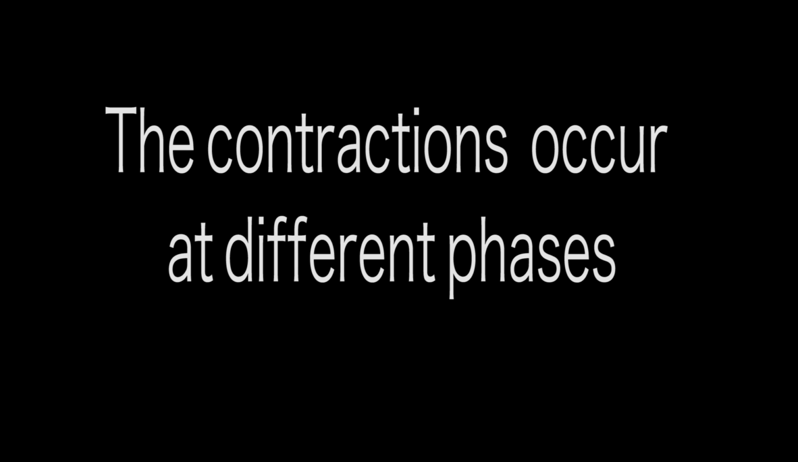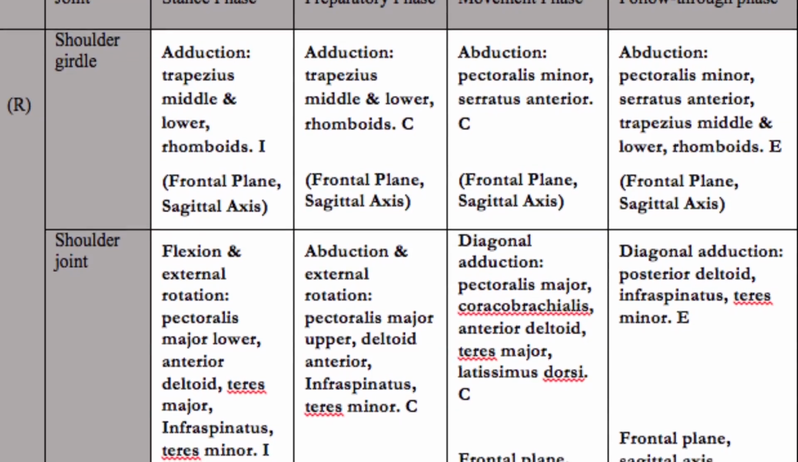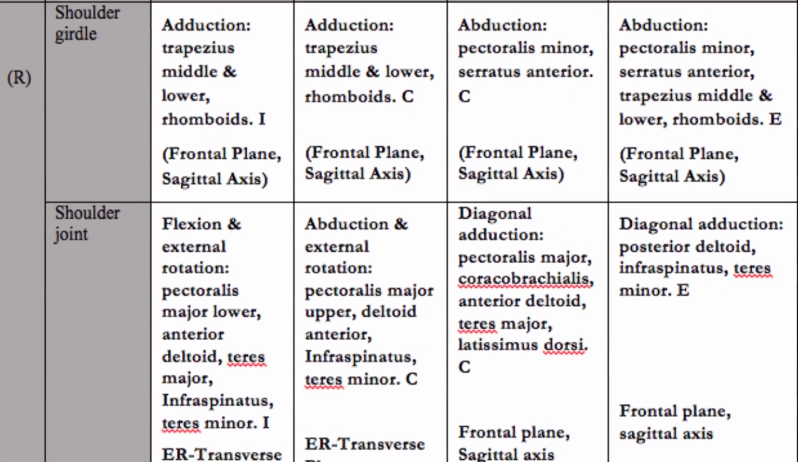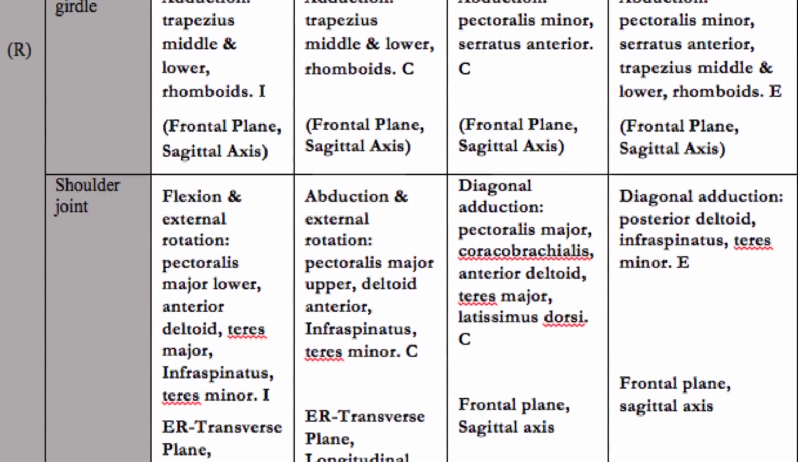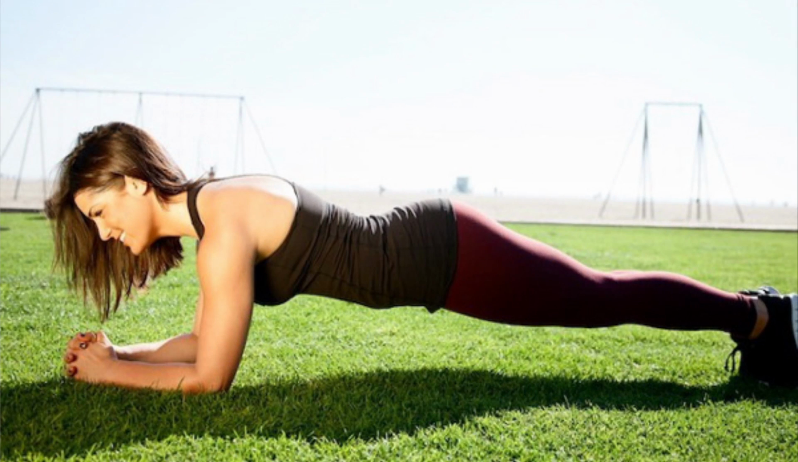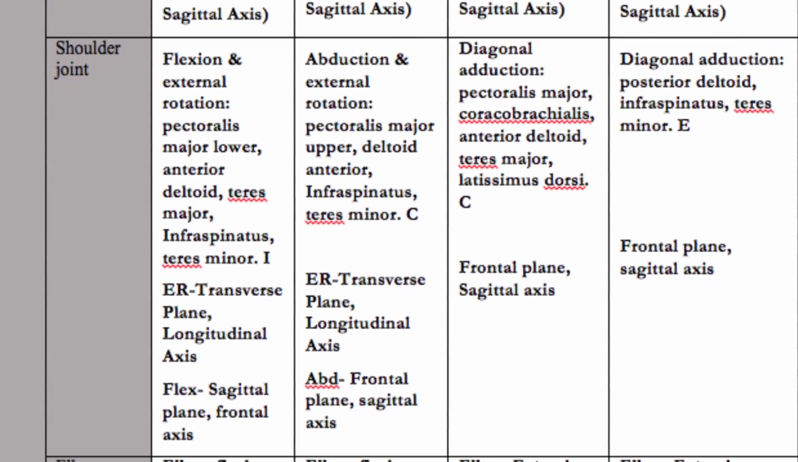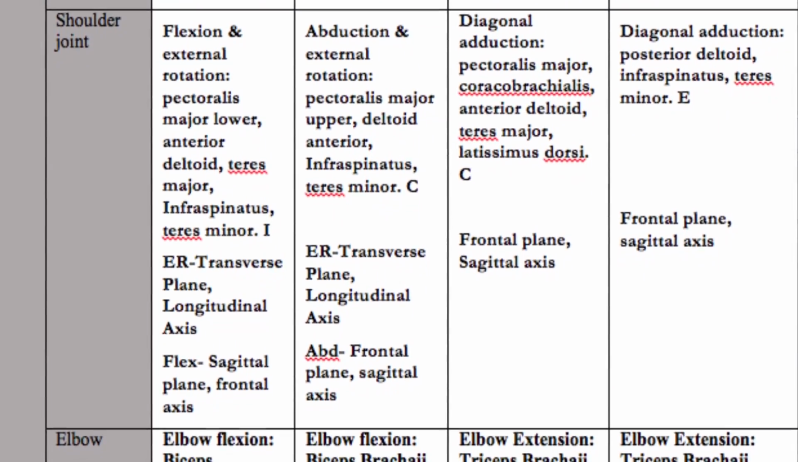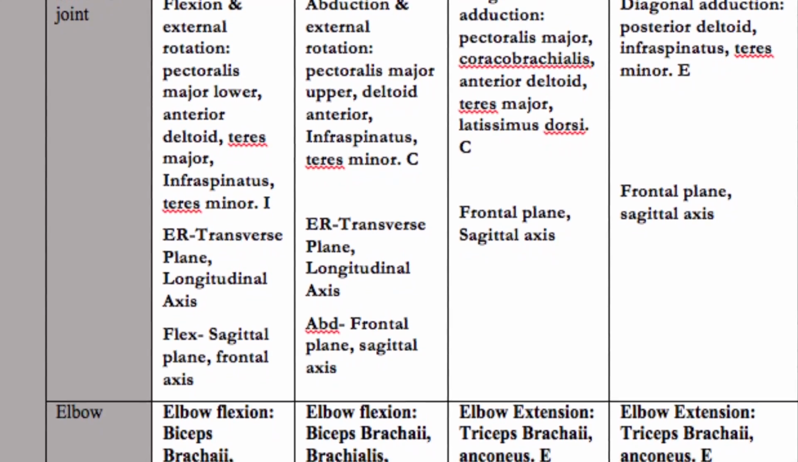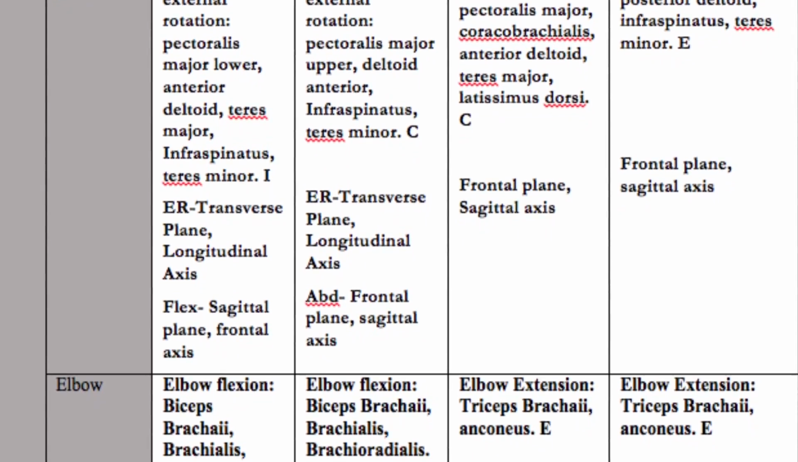There are isometric, concentric, and eccentric contractions in the volleyball serve. The 3 contractions occur at different phases. For example, at the stance phase, there are isometric contractions occurring. Isometric contractions are when muscles are contracting or firing, but the joint angle and muscle length do not change. For example, in the stance phase, the middle and lower trapezius and the rhomboids are adducting isometrically in the shoulder girdle for the right arm.